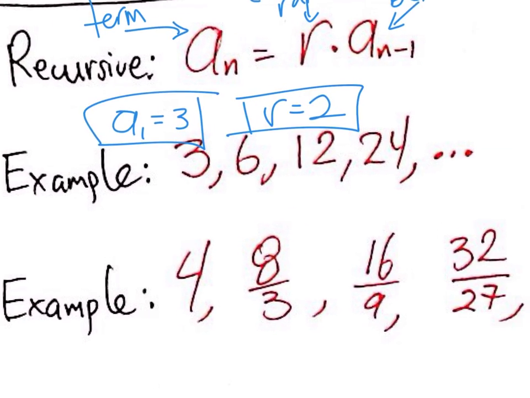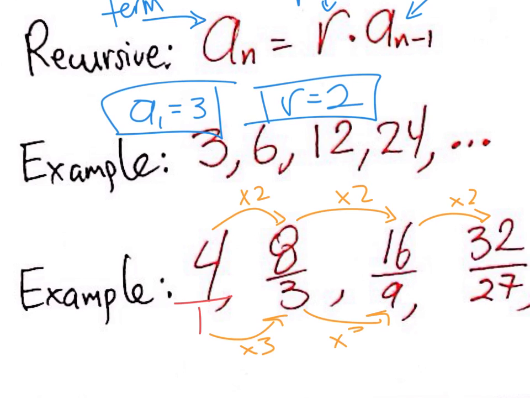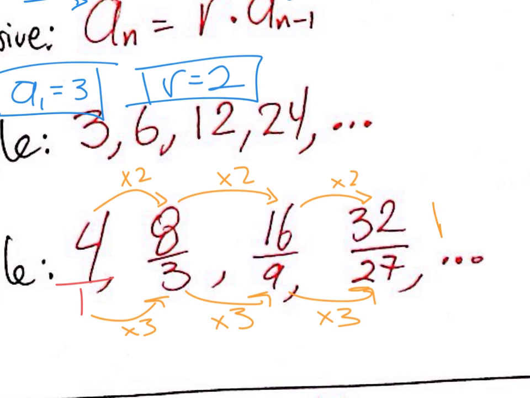Another example. Let's see: 4, 8/3, 16/9, 32/27. So take a look. This is like a 4 over 1. And what happens to the numerator? Multiply by 2, multiply by 2, multiply by 2. And what happens to the denominator? Multiply by 3, multiply by 3, and multiply by 3. Therefore, if we're multiplying the numerator by 2 and the denominator by 3, we could say that the common ratio is 2/3.